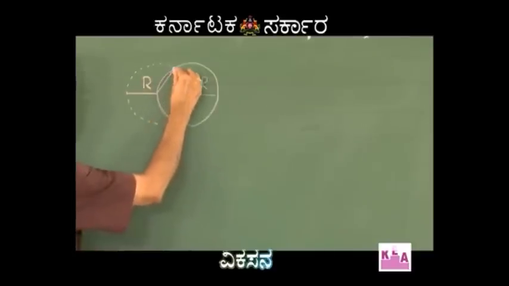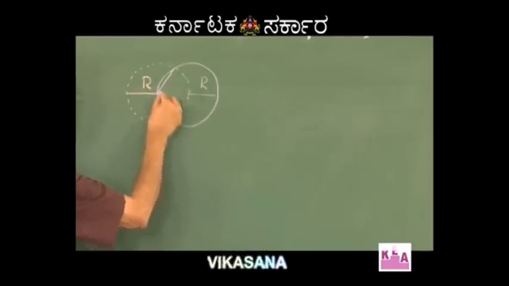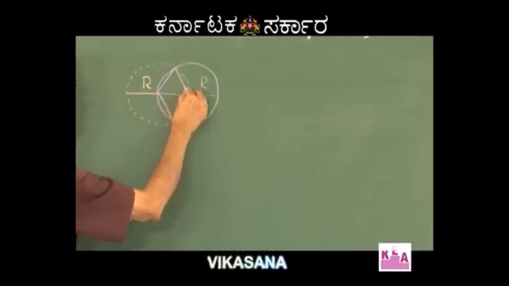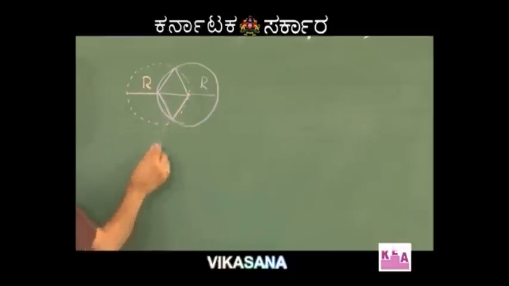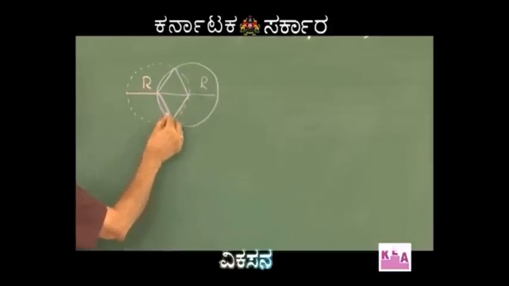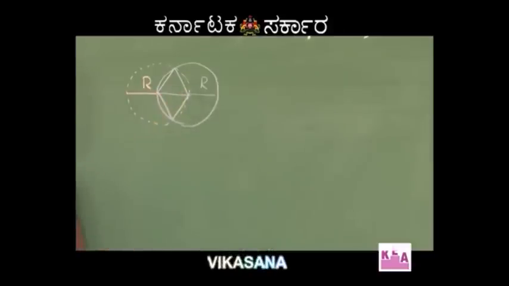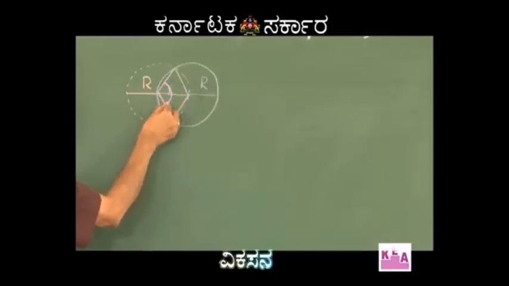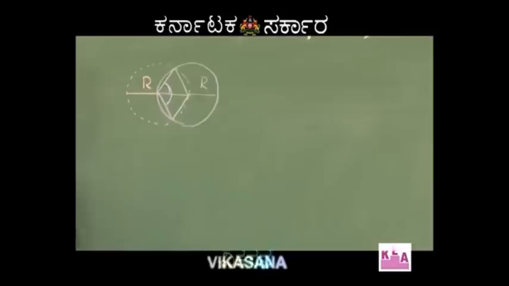Join this point and these two also. You can notice that R, R, R, R, R and R. Therefore, these two are equilateral triangles. This angle is 60, this angle is 60, total angle is going to be equal to 120 degrees.